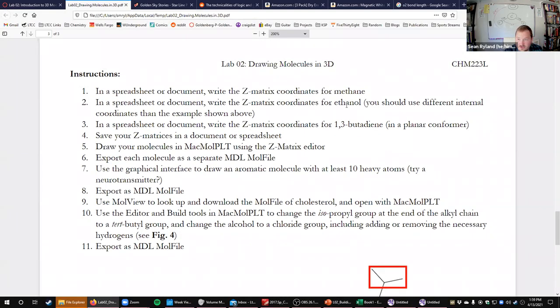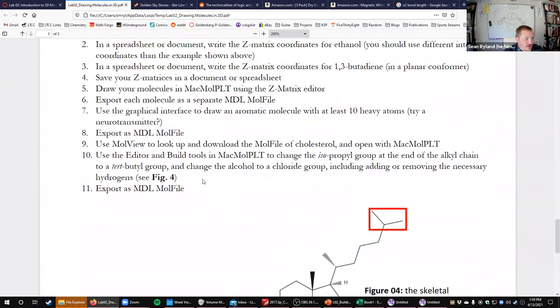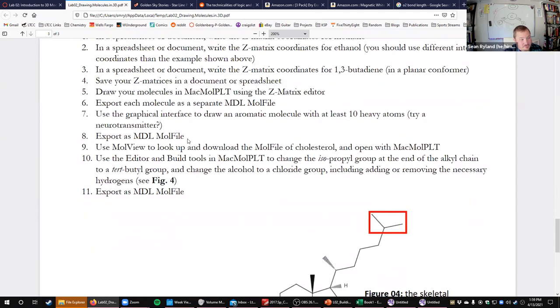So you're building your geometries, saving them, exporting as a .mol file. The other thing you're going to do is download a .mol file of cholesterol from MolView. MolView will actually give you .mol files that we can then open in MacMol PLT and edit however we want.